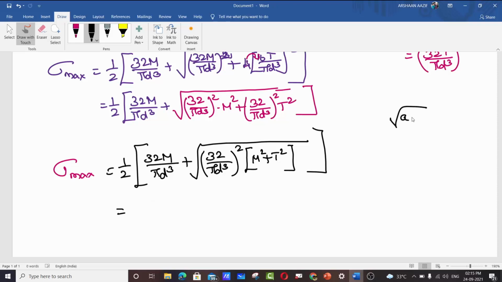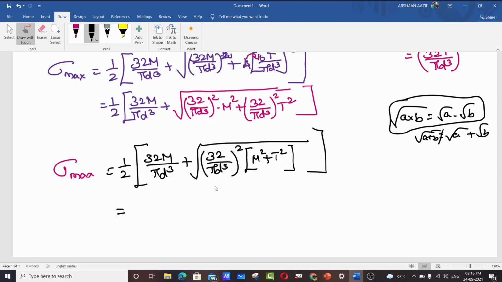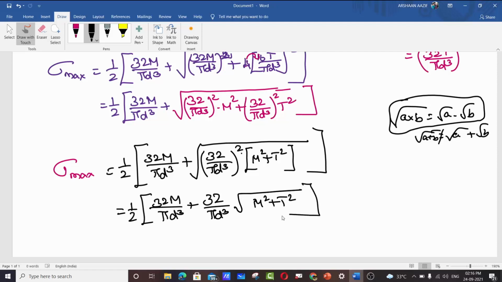Root of a into b can be written as root a into root b, but if it is root of a plus b, it is not equal to root a plus root b. So this could be utilized. So using this relation, I'm going to write it as half into 32m by pi d cube plus, when I take it separately as root a into root b, this square and the square root can be cancelled. So this will be 32 by pi d cube into root of m square plus t square.